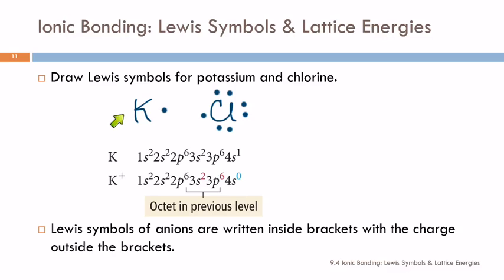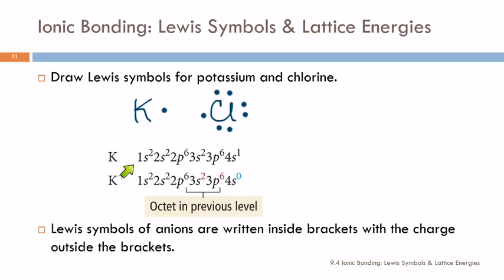Is potassium happy? Does it have an octet? No. Is chlorine happy? No. Chlorine has 7 valence electrons. It wants 1 more to get an octet. Potassium has 1 electron. So we might think, well, potassium needs to gain 7 electrons. That's a lot of electrons. There's an easier way for potassium to have an octet.